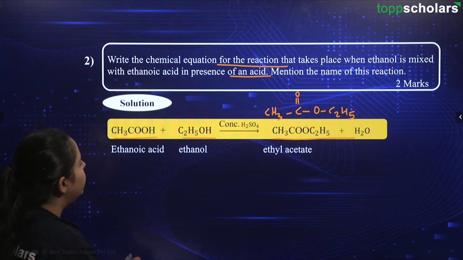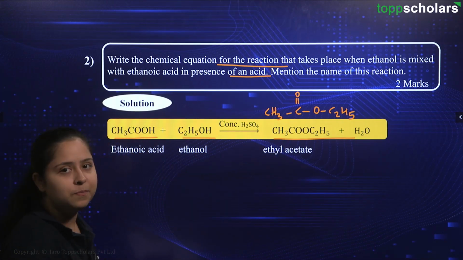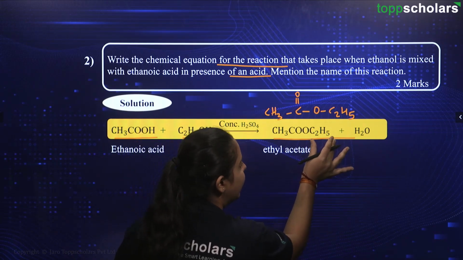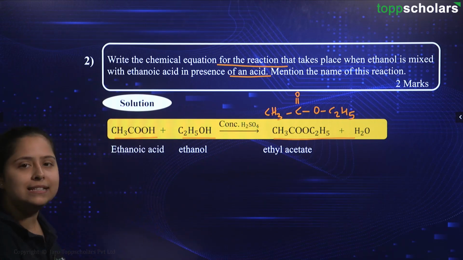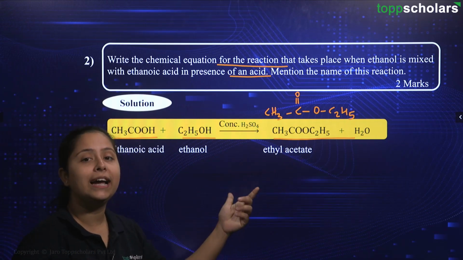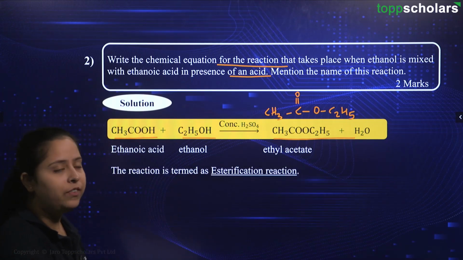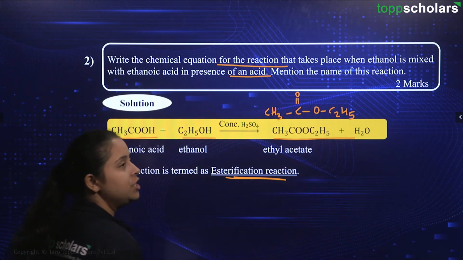Let us have the name over here. This is ethanoic acid, this is ethanol, and this is ethyl acetate. So in this name, let us have the bifurcation. This is the ethyl part and this is the acetate part, because it was derived from acetic acid. Hence we have a common name of ethyl acetate. Going ahead friends, this reaction is termed as esterification reaction because there is an introduction of ester functional group.